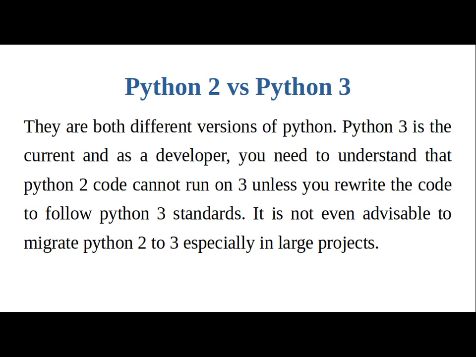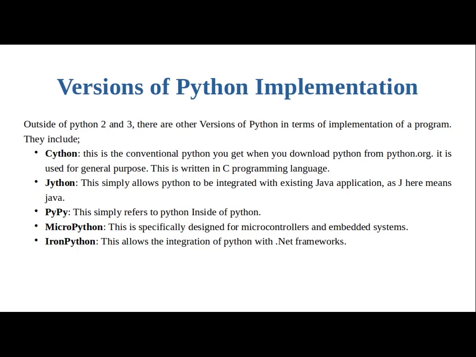So there are different versions of Python based on implementation, right? We're looking at CPython, we have Jython, PyPy, MicroPython, and IronPython. Throughout this course, what we are going to be using is CPython, right? This is the conventional Python you get when you go to python.org and download Python. You get CPython. That's what you're going to get. CPython is written in the C programming language. I think that's probably why they call it CPython.